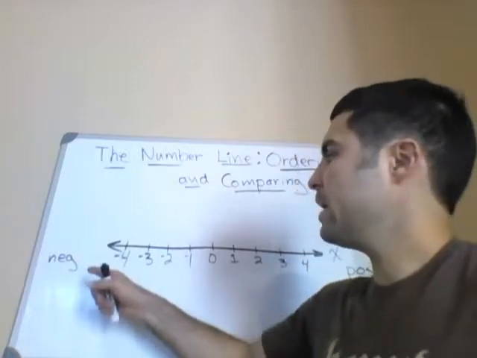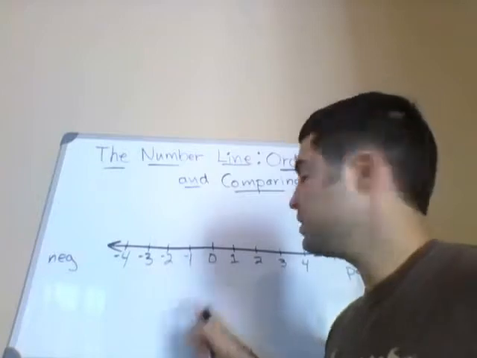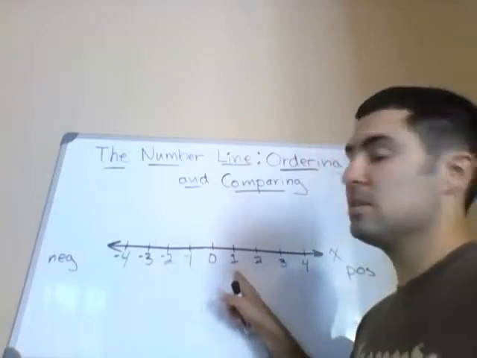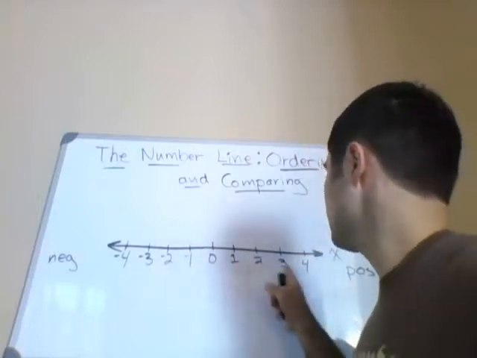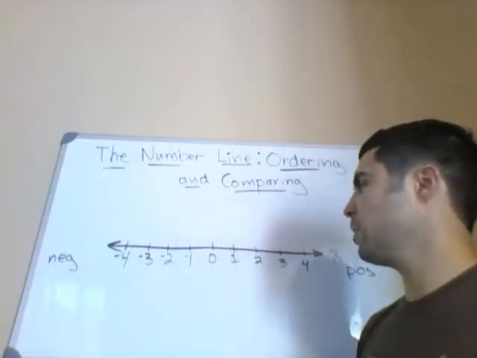To the left, we have negative numbers. So we have -1, -2, -3, -4. In the middle, we have 0. And on the right, it's in the positive direction. 1, 2, 3, 4. Alright, so we have negative and positive on the number line.